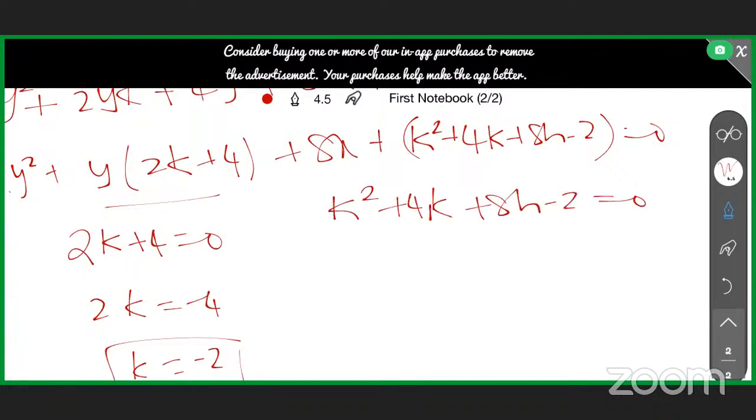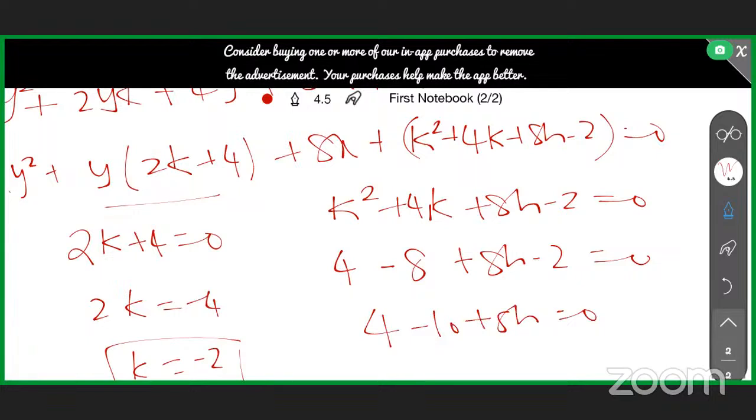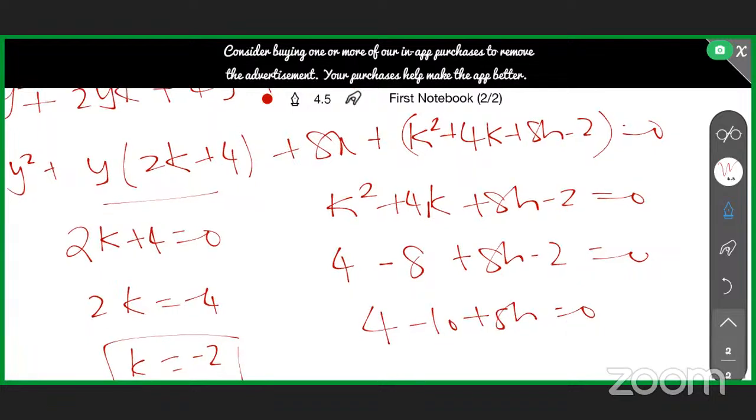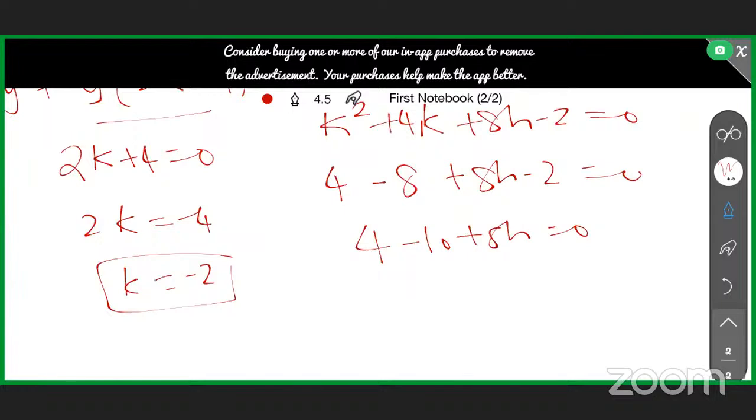So I'll apply the value of k here. So 4 minus 8 plus 8h minus 2 is equal to 0. That is 4 minus 10 plus 8h is equal to 0. 4 minus 10 is minus 6. So 8h is equal to 6, h is equal to 3 by 4.